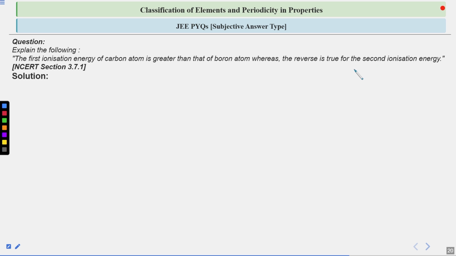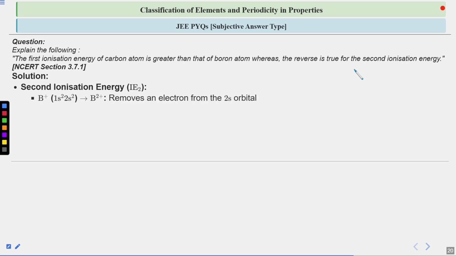So to understand this, we have to again look at the electronic configuration. When you remove an electron from the 2s for boron plus, you are moving on to B2+. Now removing an electron from the 2s orbital is being followed here for the boron plus second ionization enthalpy. And for the carbon plus, you have to remove an electron from the 2p. Okay, so two cases are here. In the first one, you have to remove an electron from the 2s. In the second case, you have to remove it from the 2p.